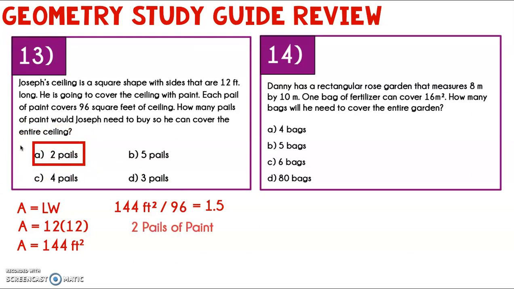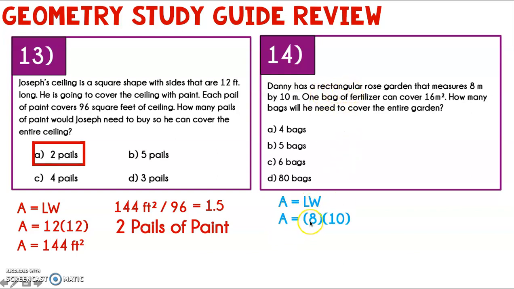Okay? All right, so let's take a look at number 14. Number 14 says, Danny has a rectangular rose garden that measures 8 meters by 10 meters. 1 bag of fertilizer can cover 16 meters squared. How many bags will he need to cover the entire garden? So first off, we're going to find the area. We know it's a rectangular garden. So we have length times width, which is 8 by 10.